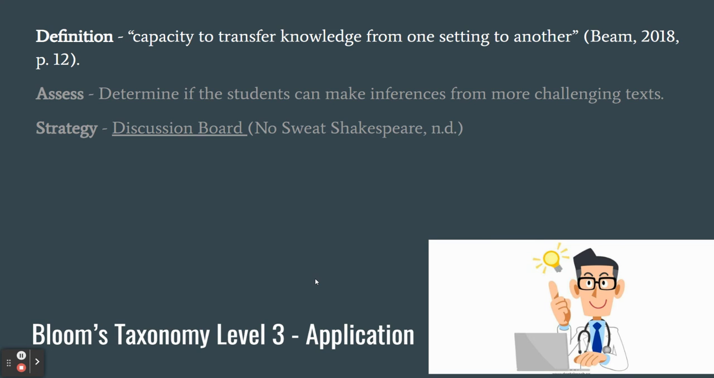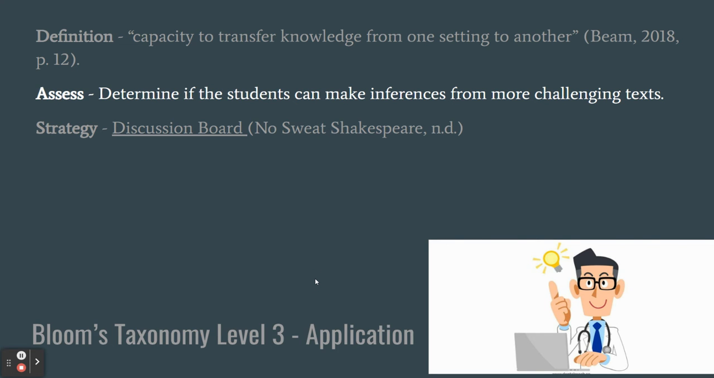The definition for this level three, application, is just the capacity to transfer knowledge from one setting to another. So again, we've gone from the basic, can you figure out based on these clues what this person is doing, to how can you use inferences outside the classroom? And now we're going to come back to another setting. With this one, we're coming back to the classroom, but we're going to go to a much more challenging text. So again, we're moving up that pyramid of knowledge, that pyramid of difficulty.